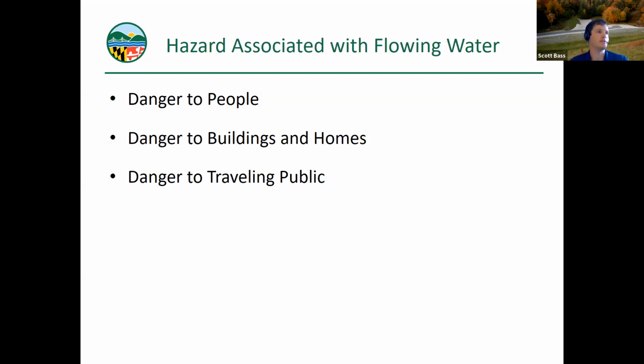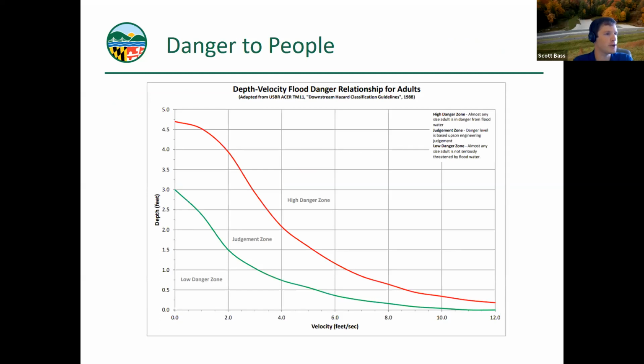So how do we define the hazard? And there's hazards to people, unprotected person, to buildings or homes, and to the traveling public. And we use these charts that are in the back of the guidance document and available in a spreadsheet on our website. This is for unprotected person. And basically what defines a hazard is if you have a difference in the non-breach and breach condition that changes from a low danger level of flooding to a high danger level of flooding. That defines a hazardous condition to those people.